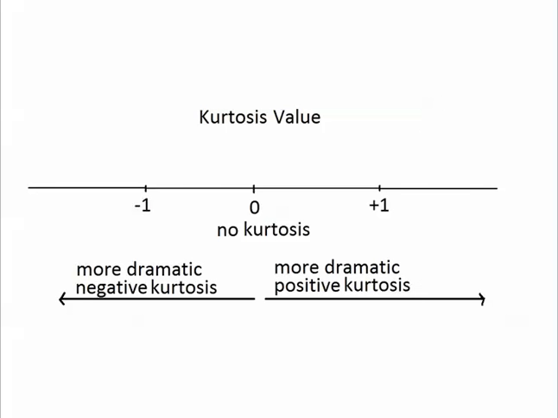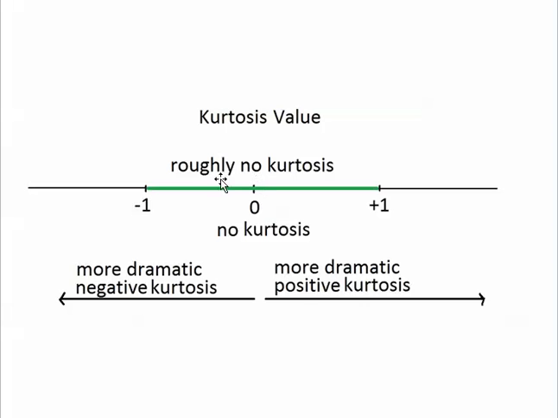But just like before, with the skewness value, a kurtosis value between -1 and +1 means that you have roughly no kurtosis in your data. If your kurtosis value comes out between -1 and +1, it means that your data isn't really too flat or too tall. It's about in the center, and it has roughly no kurtosis.